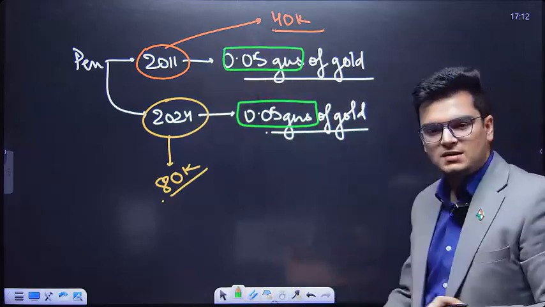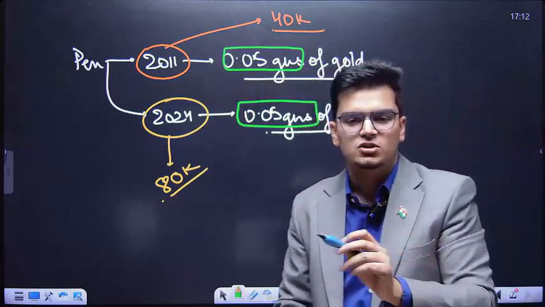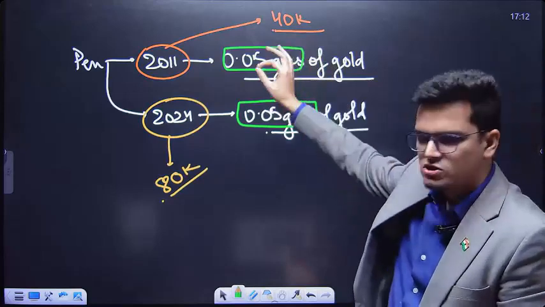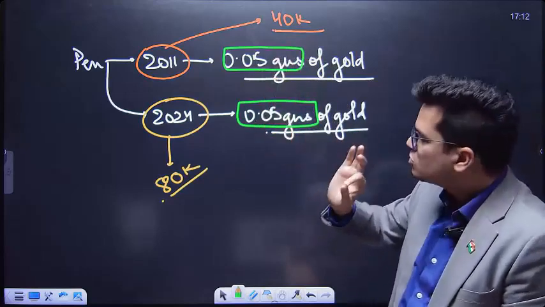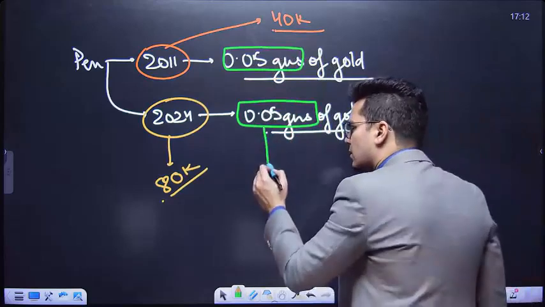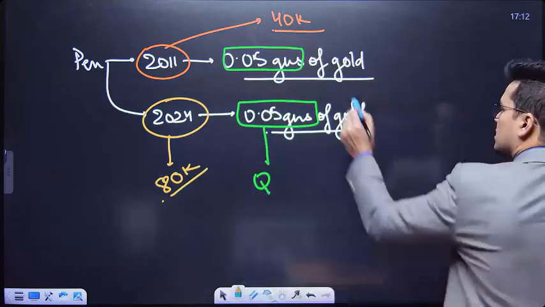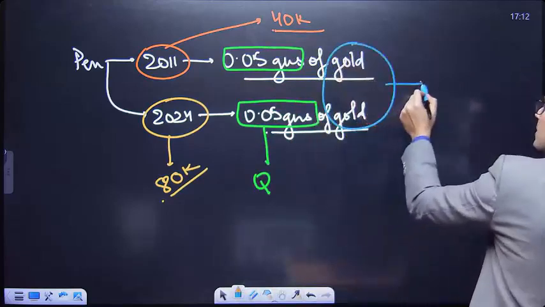This pen has continued to cost me 0.05 grams of gold. So there is no change in the quantity. Where is the change coming from? Change is coming from the measuring unit.